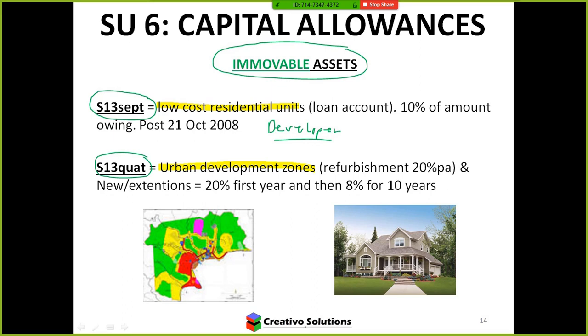Low cost housing units, 10% of the amount owing. This is the loan account that's used in order to construct those residential units. There could be a deduction that can be claimed as a capital allowance, 10%. That's obviously going to help the developer, and that's why you see developers producing all of these residential units, and they're doing such a lot of it all over the place.